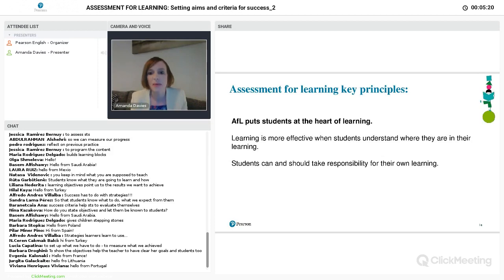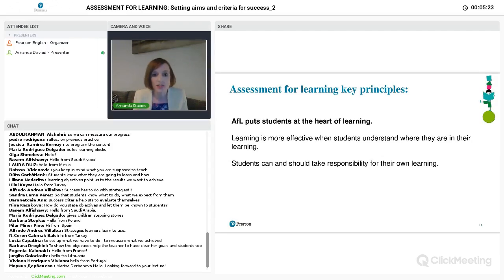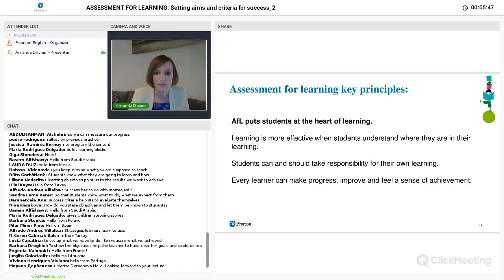Another key thing to remember about AFL is that it gives responsibility to the students. Now, we have a really busy job as teachers, and often we feel like we're the centre of everything. We're answering all the questions. We're responsible for everything that happens in the classroom. But actually, students really benefit when they have some responsibility. So a key thing about assessment for learning is putting some of that onto the students. We don't have to be responsible for everything anymore. We can give some of the responsibility to the students.